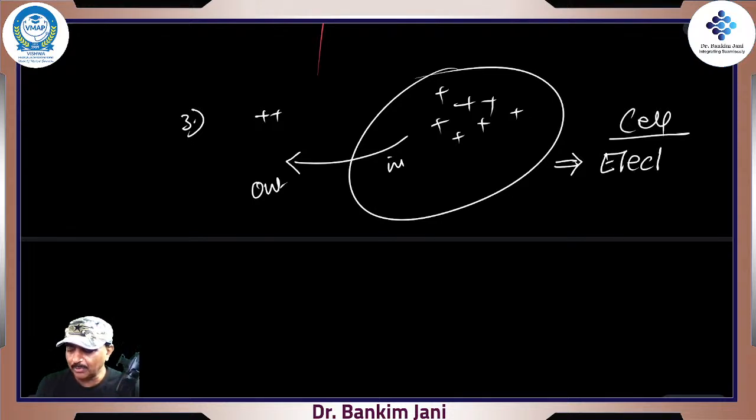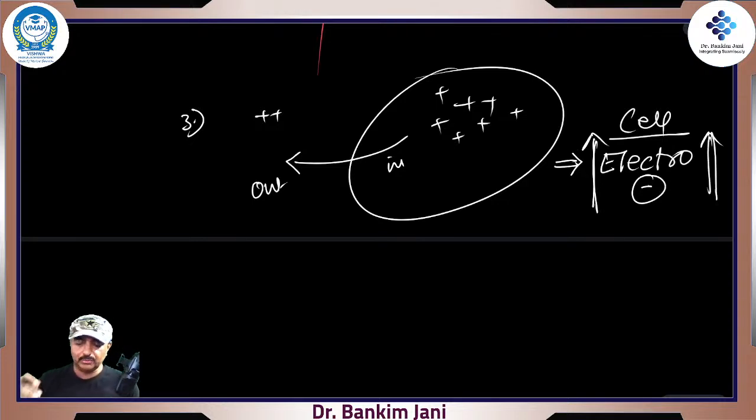It would be more electronegative, correct? Because we are losing cations, positive ions are going out, so relatively our cell will become negative. That was the whole principle, right? This is what was happening in the case of potassium, and vice versa.